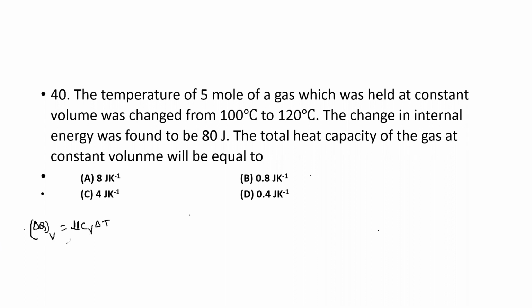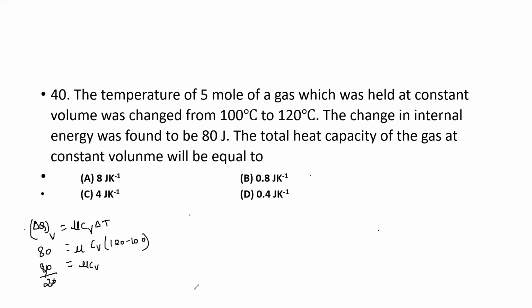So this is equal to mu Cv into bracket delta T. Change in temperature is nothing but 120 minus 100, that is 20, and this value they have given as 80 joules, right? Therefore, we will get mu Cv is equal to 80 divided by 20, that is nothing but 4.